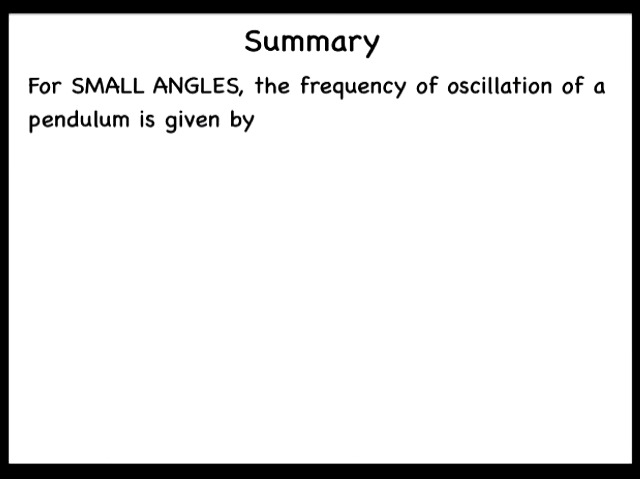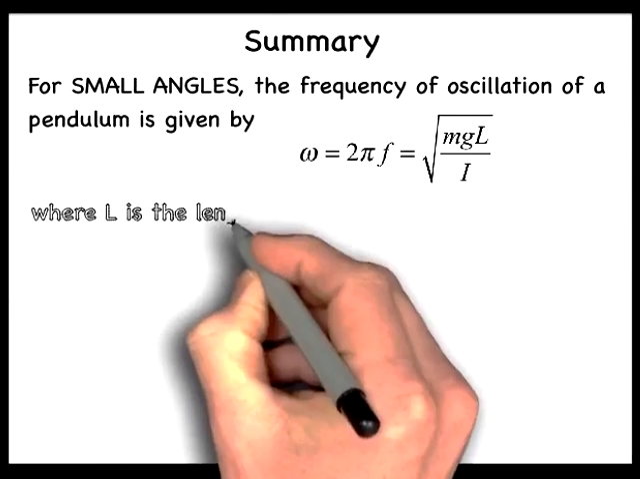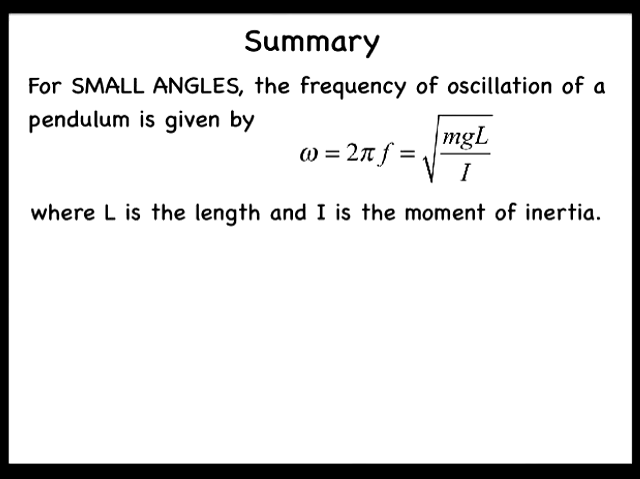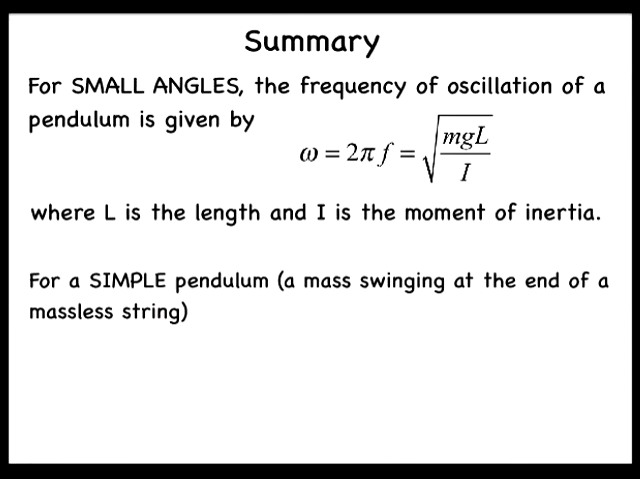In summary, for small angles, the frequency of oscillation of a pendulum is given by omega equals 2 pi f, which equals the square root of mgL divided by I, where L is the length and I is the moment of inertia. For the special case of a simple pendulum, which is just a point mass swinging at the end of a massless string, the frequency is given by omega equals the square root of g divided by L.